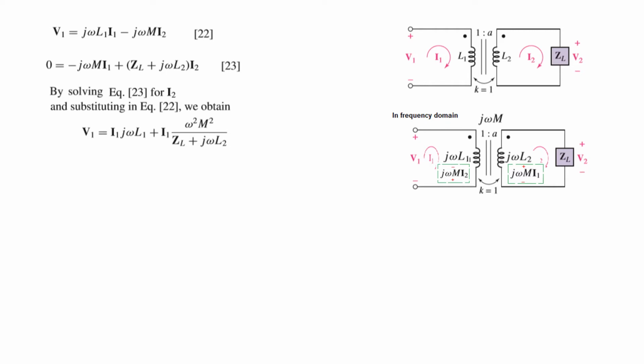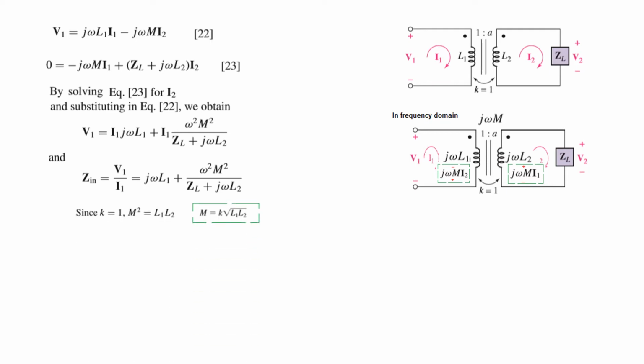And then from here we can solve for I2. This one goes to the left, and then we get the value of I2 and put that value here, and therefore equation 22 will become something like this. And we know that the input impedance is V1 over I1. So the impedance here is V1 over I1. And from here, if we take I1 common and divide on the left hand side, then what is left is this term. So this is the Zin, or the input impedance, looking at this terminal.